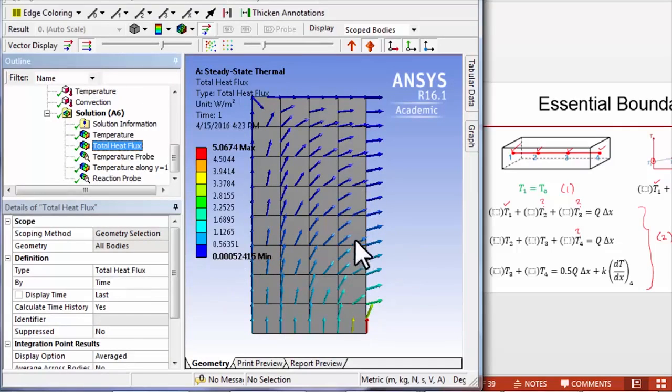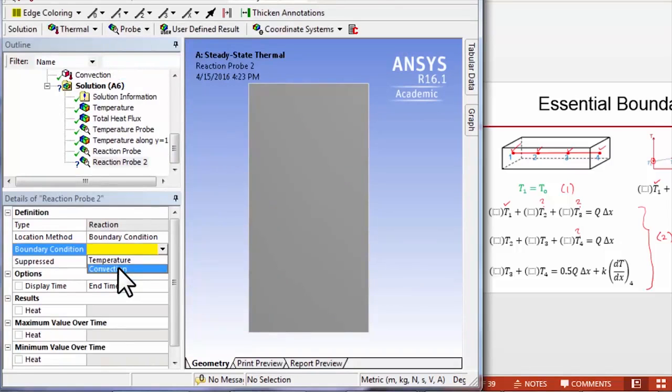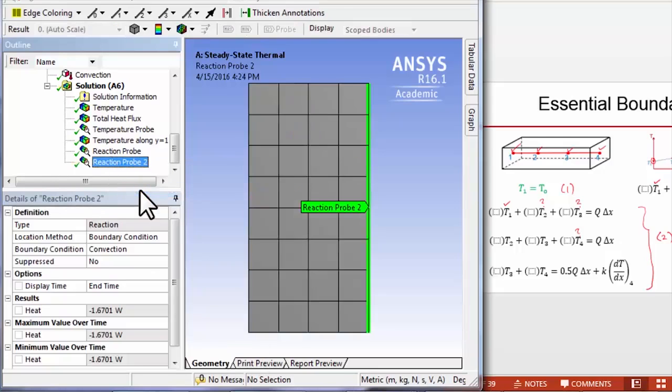And it turns out, you can also get a reaction at the convection boundary condition, which we haven't talked about. Convection is a more complex boundary condition because it involves both the temperature and its gradient. So let's just use the facility in the code to calculate the reaction there. So I will highlight solution, say probe, reaction, and then pick the convection boundary condition and say evaluate all results.